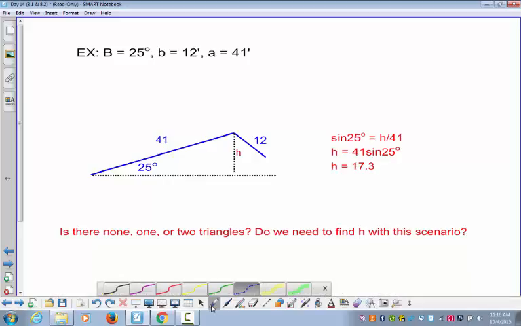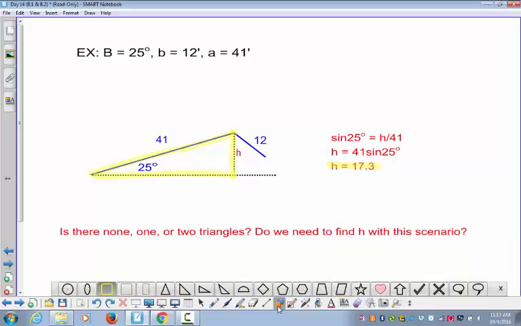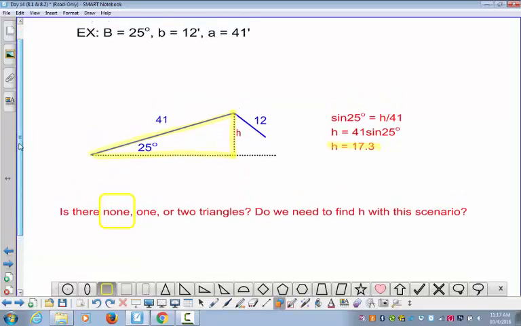We calculate h here, using right triangle trig right there. That height is 17.3. So what is our conclusion? No triangles here. None possible. And that's clear to everybody? Right, that 12 can't reach the base unless it's at least the height. It's got to be at least 17.3, and it's not, so we have no triangles.